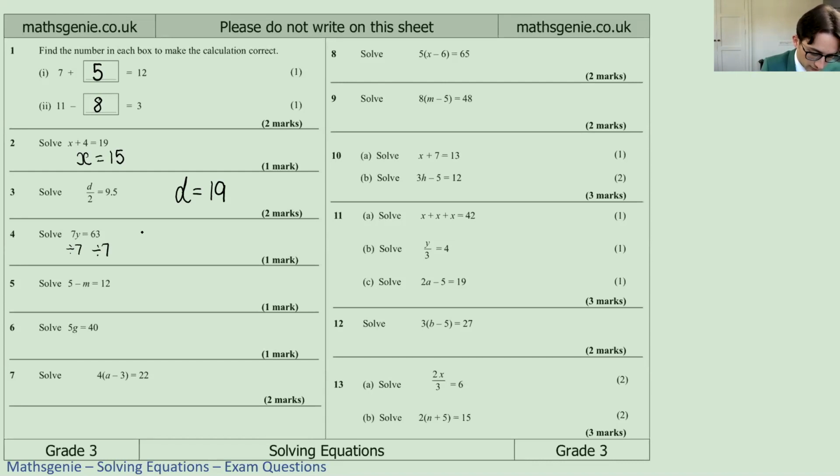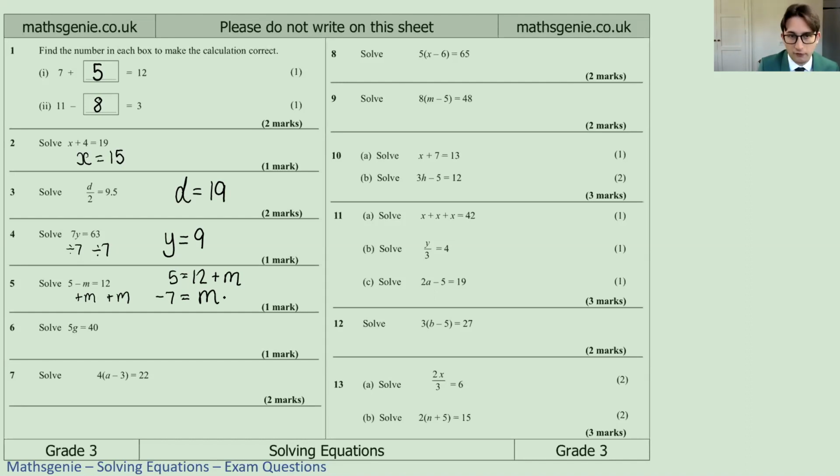Right, 7y equals 63, so divide both sides by 7. 7 times something is 63, so one lot of y is equal to 9. 5 minus m is 12. 5 minus something is 12, that's a little bit strange. So what I'm going to do is if I add m to both sides, I get 5 equals 12 plus m. If I then minus 12 from both sides, I get minus 7 equals m.